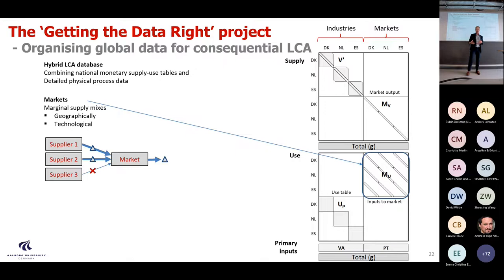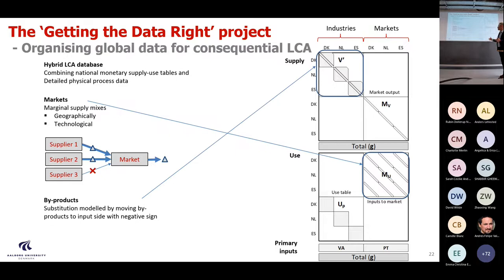Further, we are taking into account whenever we have a byproduct. What you see here in the top over here is that everything on the diagonal, that's main products. If you have a milk producer, milk is the main product. If you are having a district heat producer, district heat is the main product. For the milk, beef is a byproduct, and for the district heating, electricity could be a byproduct. So the byproducts, they are off the diagonal here.